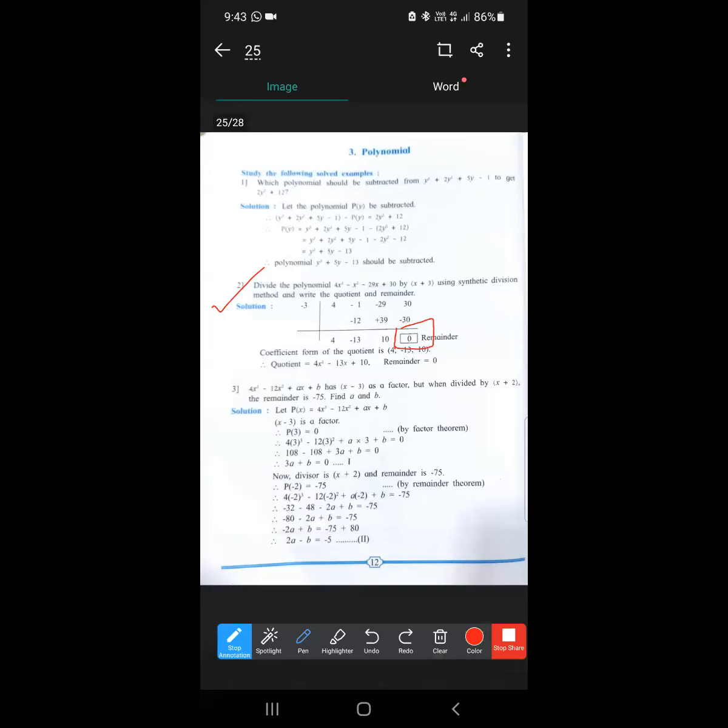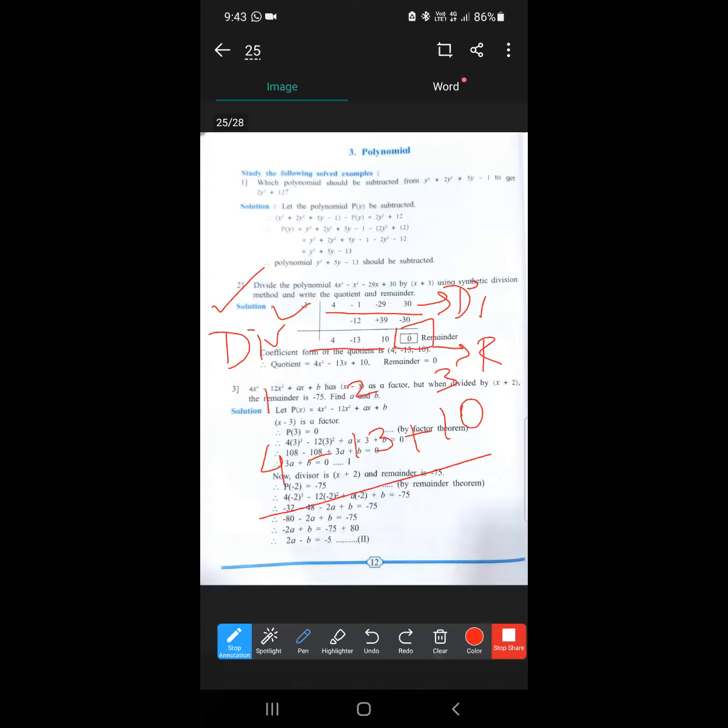Now I will explain how to write the quotient, because this is your divisor. As I told you, this is the coefficient form of the dividend. This is the remainder and quotient. Now the quotient is 4, minus 13, and 10, meaning no sign means plus 10.